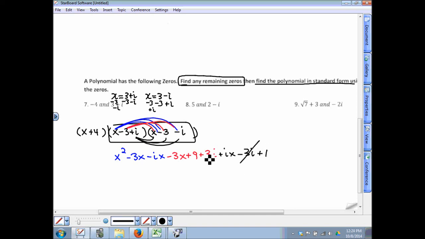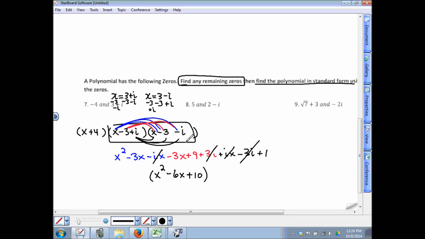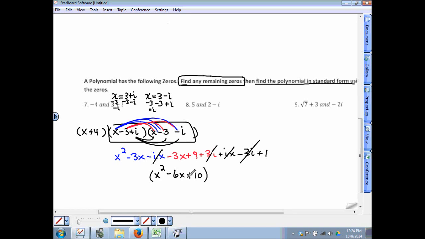We get rid of the ix's. The ix's are gone. The 3i's are gone. So we have x squared minus 6x plus 10. I know it seems like we've already done a ton of work, but this problem's not done yet.